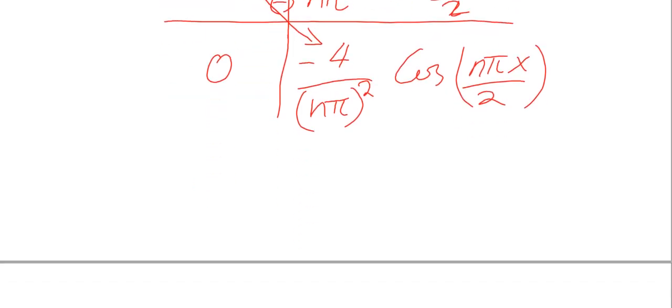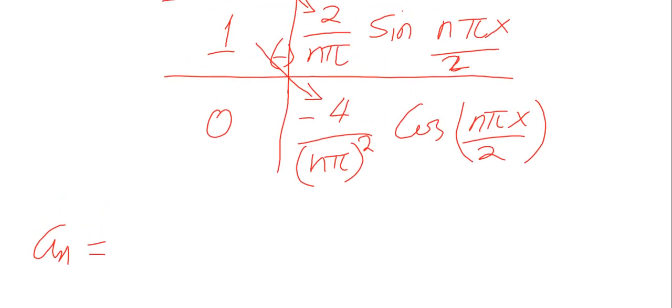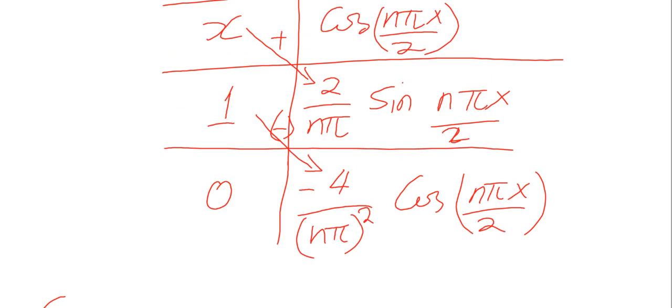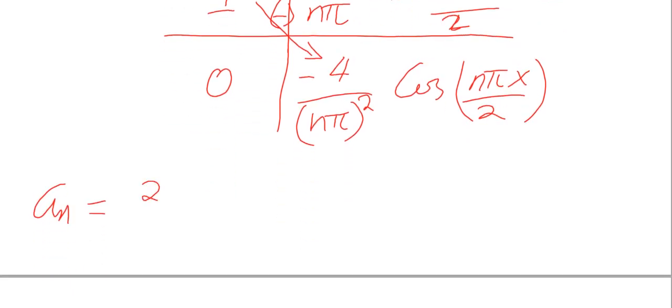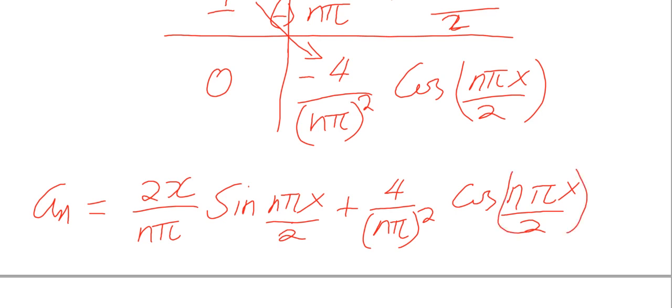So in this case, we get a_n as the coefficient, since the coefficient up here for n was 2 over 2, and 2 over 2 is 1. So that is just 1. So the first term is x times 2 over n pi, so this will be 2x all over n pi sine of n pi x over 2. Then the next term will be plus 4 over n pi squared cosine of n pi x divided by 2. And the limits are from 0 to 2.